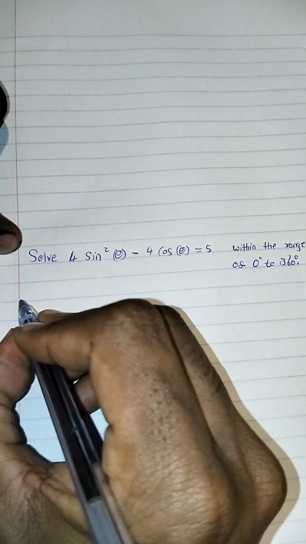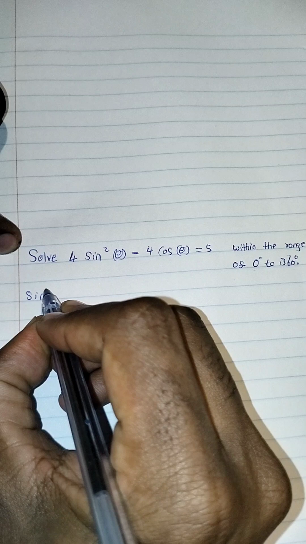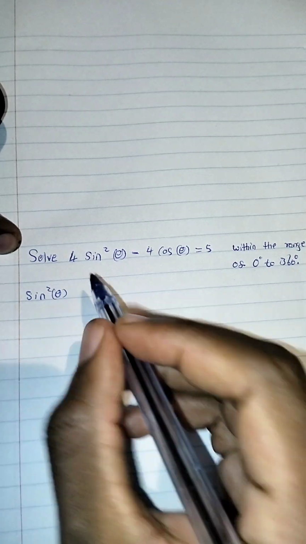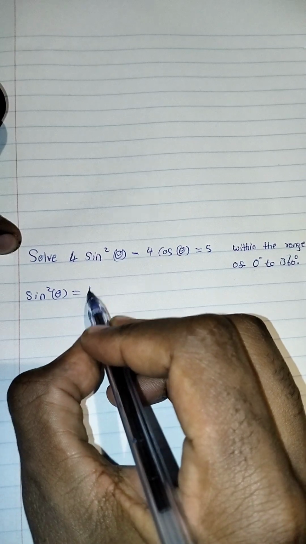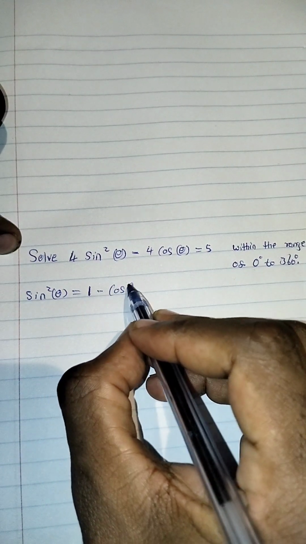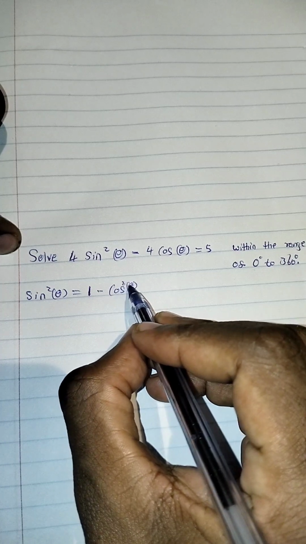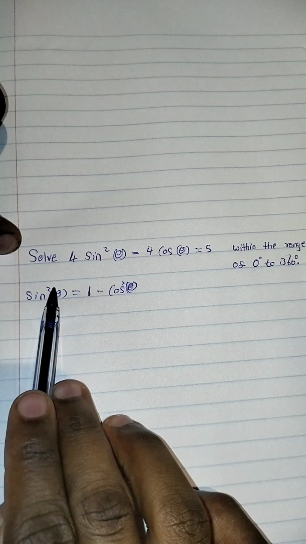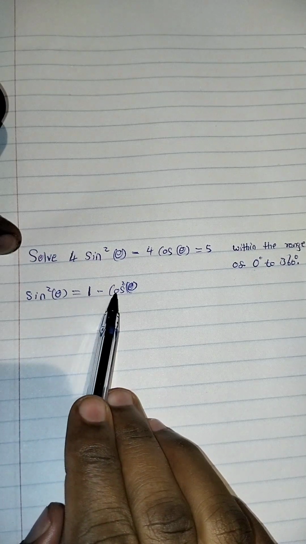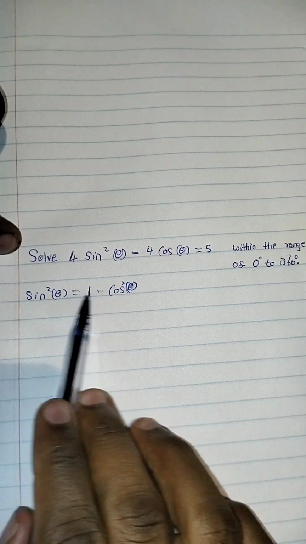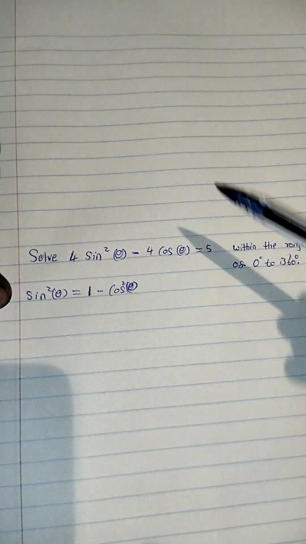First of all, you know this sine, when you say sine squared theta, is the same as saying 1 minus cos squared theta. We know that. And since now we know this, we can begin to work on this math.